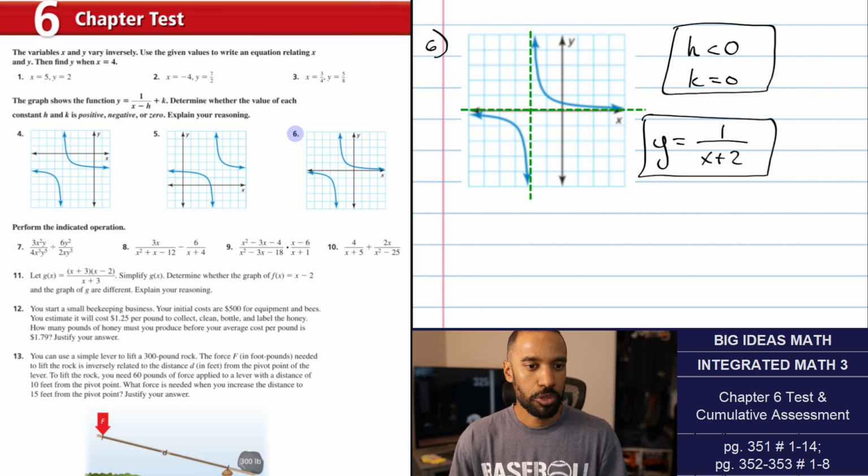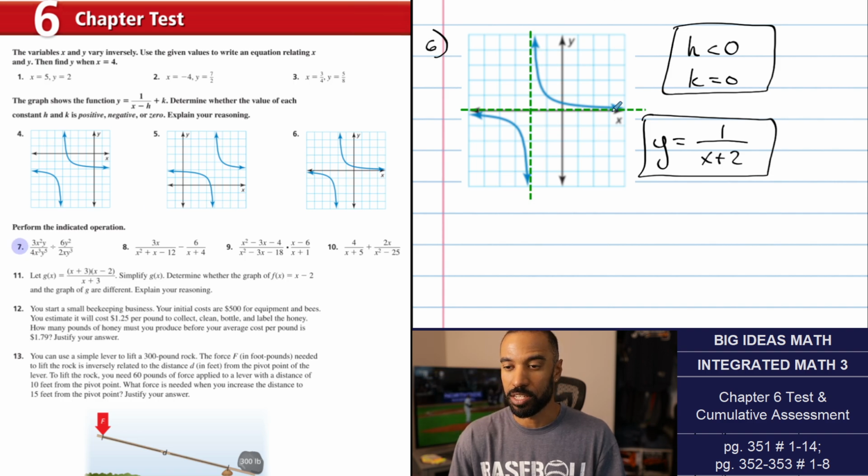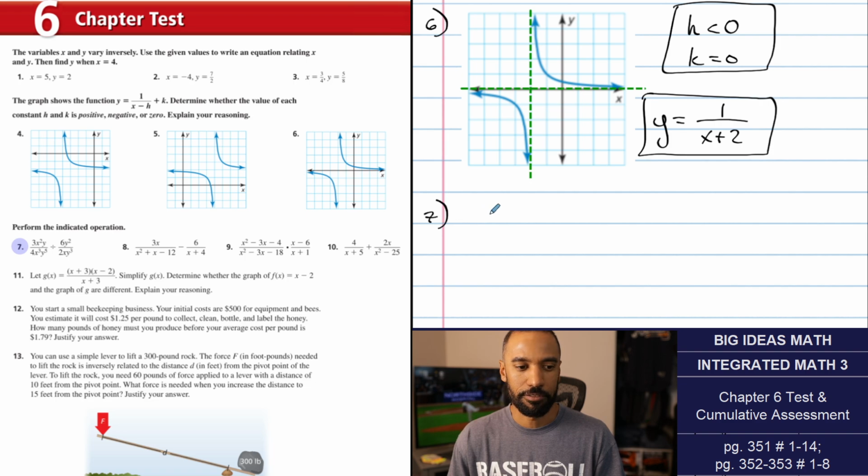All right, numbers 7 through 10 say perform the indicated operation. We have division, subtraction, multiplication, and addition, anything stemming from sections 6.3 and 6.4. So get ready for anything we got to do. Beginning with division.